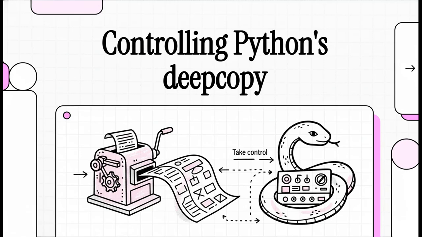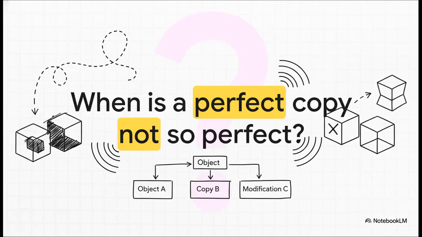Okay, let's talk about Python's copy machine. We're going to see how you can take control of deep copy. You'd think a perfect copy is always what you want, right? Well, sometimes it's actually the problem.